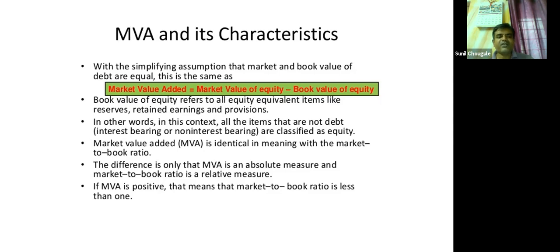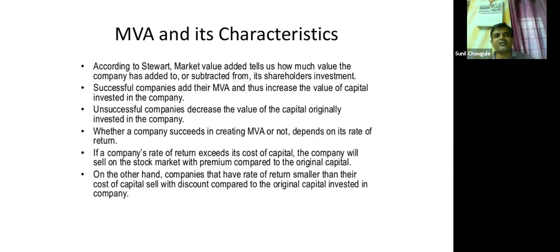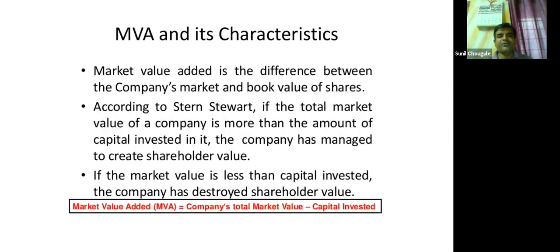Now, if MVA is positive, that means the market to book ratio is more than 1. These all are MVA characteristics. Again, it is explained: MVA as a subtopic is important for you all for theoretical explanation. According to Stewart, MVA tells us how much value the company has added to or subtracted from its shareholders' investment. When shareholders have higher value and the company's total market value is less, what happens? Company's total market value minus capital invested, the market value added, comes as a negative figure.